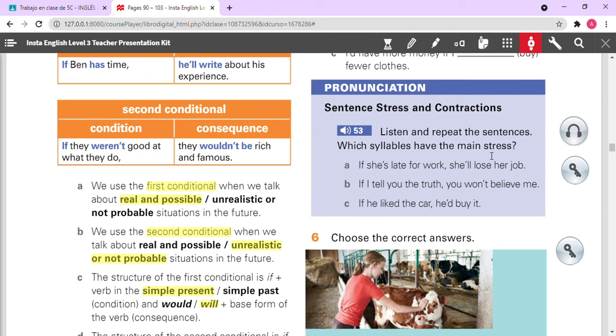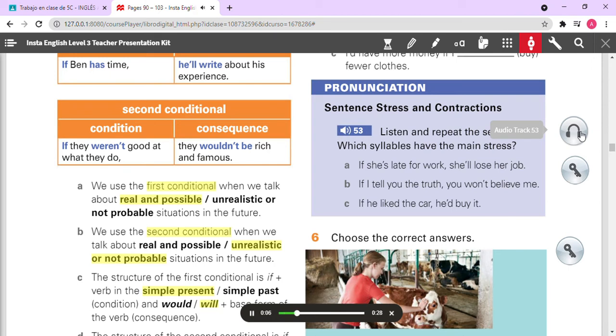Pronunciation. Well, sentence stress and contraction. Let's see. Okay, we're going to listen to this part so you can practice it at home. Okay, get ready. Unit 6, Track 53, Pronunciation.